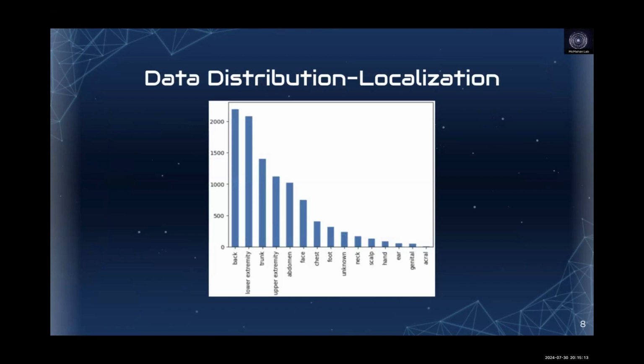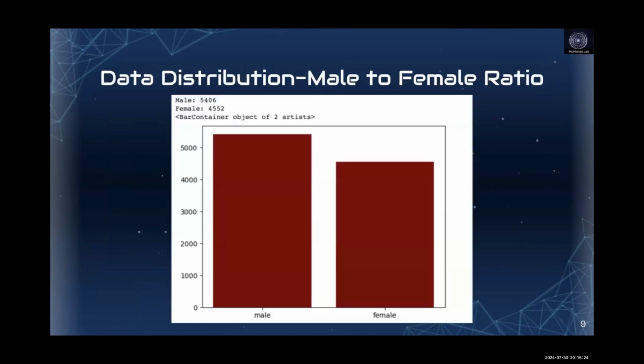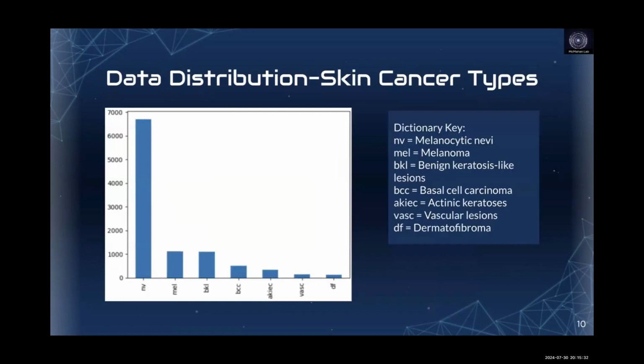One of the features of the data was the localization of the cancer. As seen here, a large concentration of the cancer was found in the back and lower extremity. As far as gender, both genders were fairly balanced, so we didn't account for that when we were creating our model. And as per skin cancer types, there was a lot of melanocytic nevi, so we had to augment our data to balance out the data set.